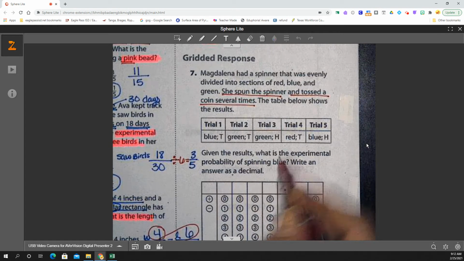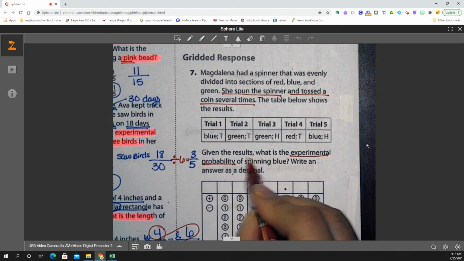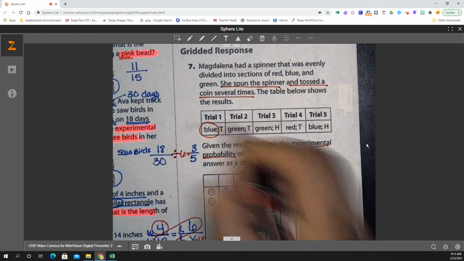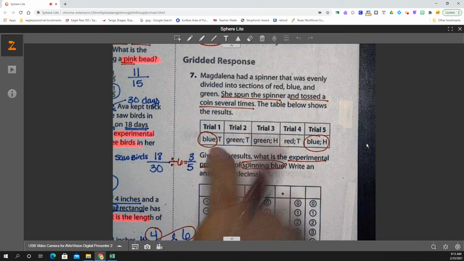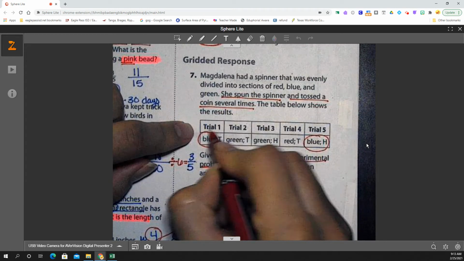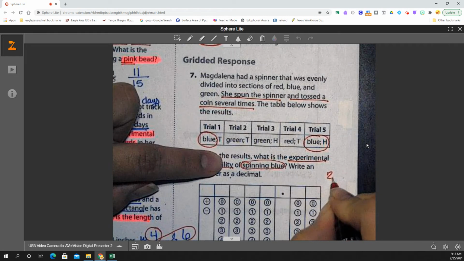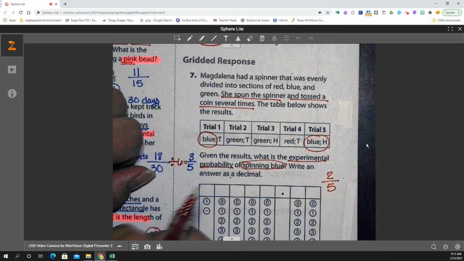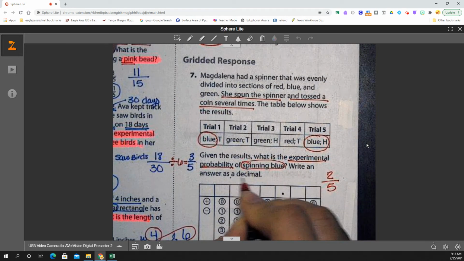Given the results, what is the experimental probability, because this was the experiment, of spinning blue? So when did she actually get blue? Here and here. Green, green, red. So she got blue 2 times. Here is the first time that she got blue. Here's the second time. So she got blue 2 times out of the 5 trials. Okay. Now it says write the answer as a decimal.